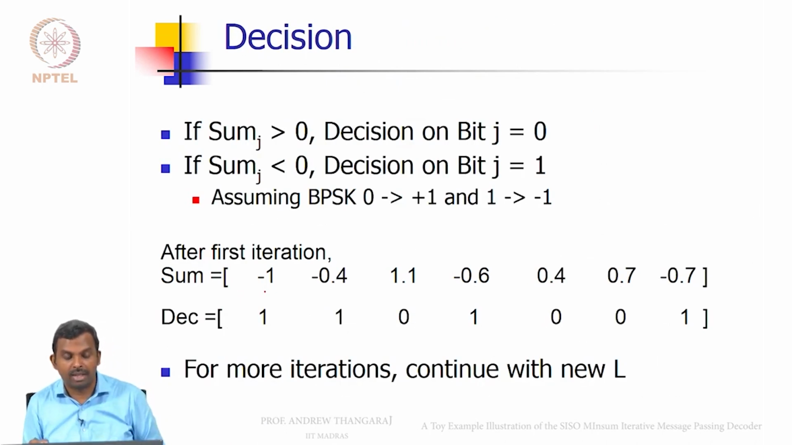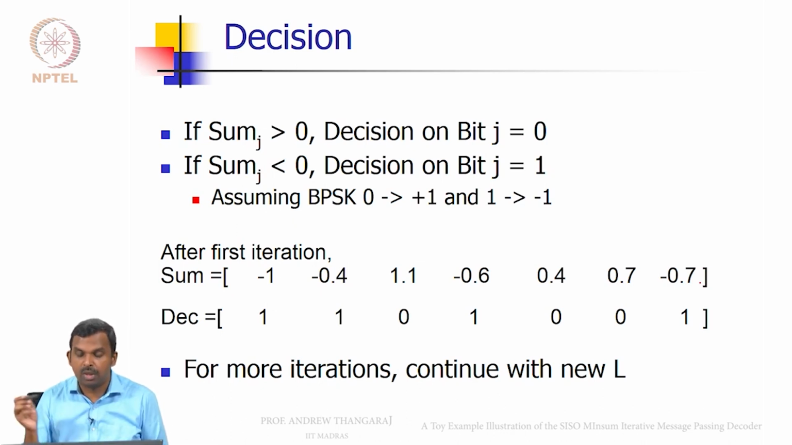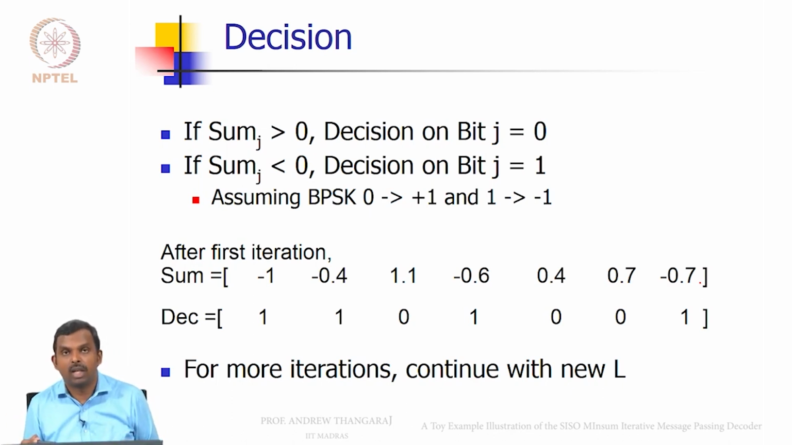So, how do you make a decision? If sum j is greater than 0, decision on bit j is 0. If it is less than 0, decision on bit j is 1. So, after the first iteration this was your sum and your decoded value is this. For more iterations you keep continuing with the new L. I illustrated this in the previous slide as well.